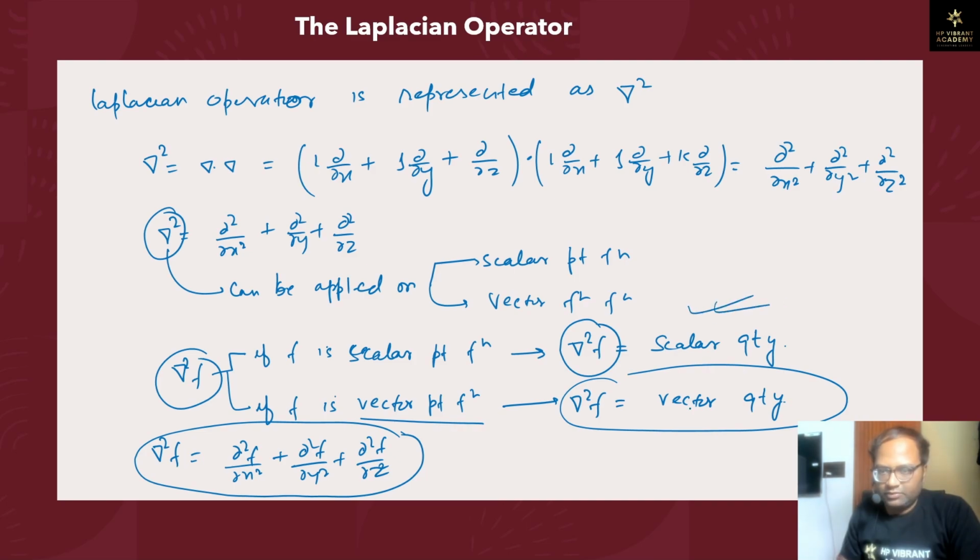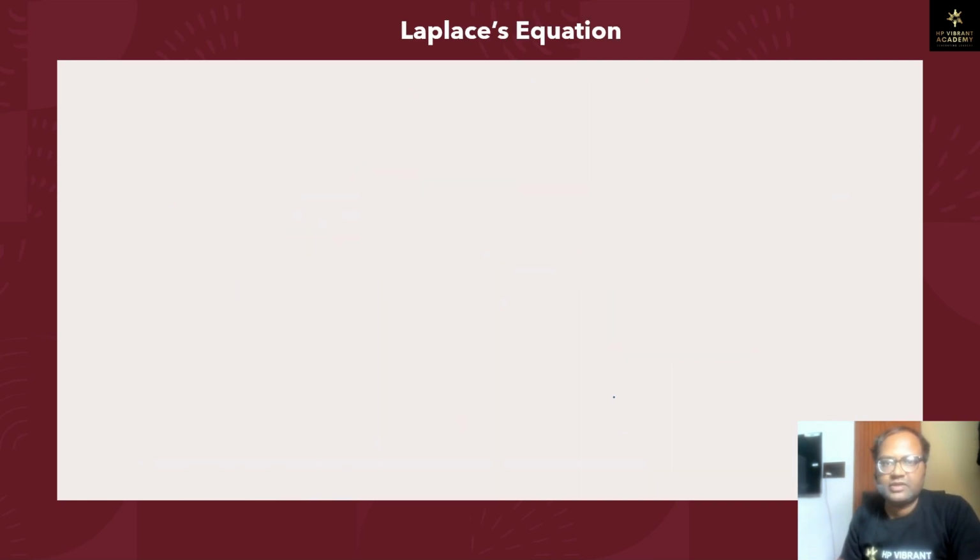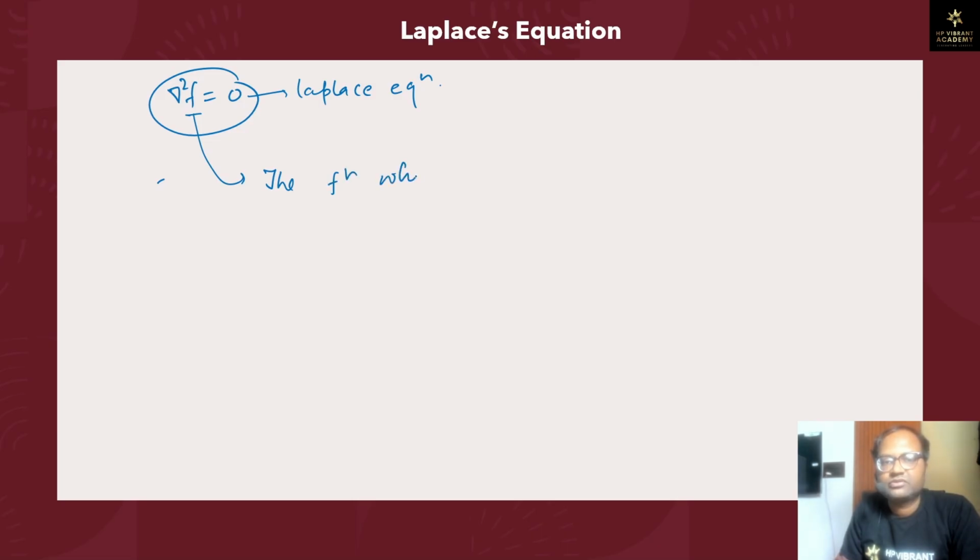Okay, so let us move further. So we have Laplace equation. So how we can represent Laplace equation? The equation del square f is equal to 0 is known as Laplace equation. As simple as that. And the function which satisfies the Laplace equation is known as harmonic function.